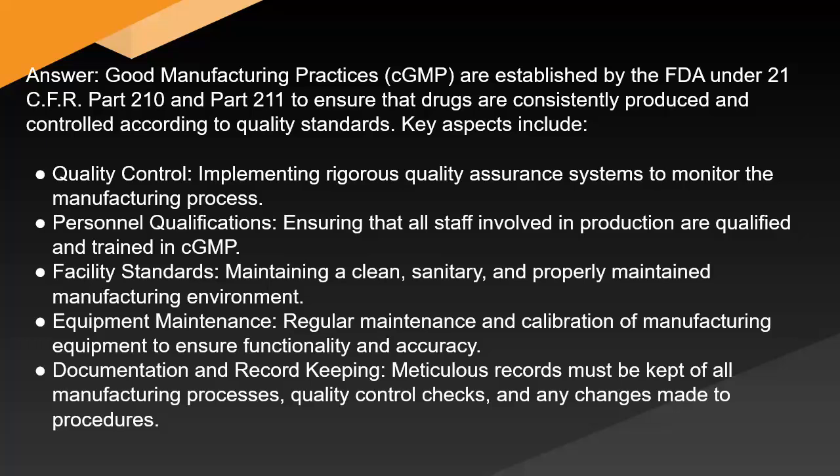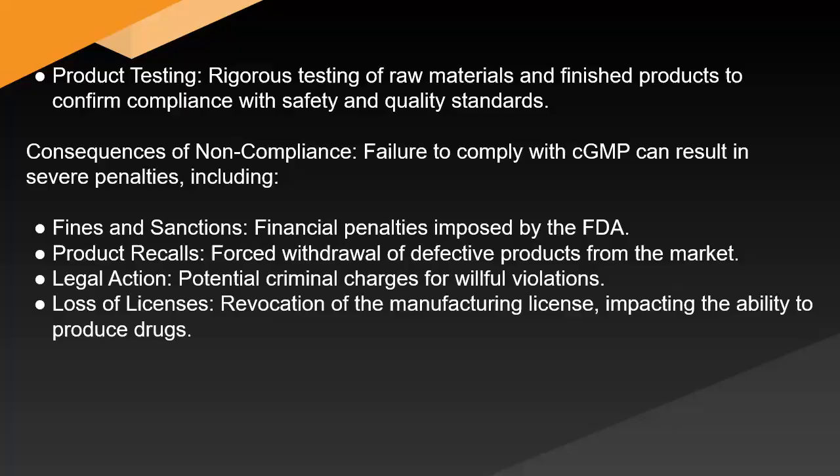Key aspects include quality control, implementing rigorous quality assurance systems to monitor the manufacturing process; personnel qualifications, ensuring that all staff involved in production are qualified and trained in CGMP; facility standards, maintaining a clean, sanitary, and properly maintained manufacturing environment; equipment maintenance, regular maintenance and calibration of manufacturing equipment to ensure functionality and accuracy; documentation and record keeping, meticulous records must be kept of all manufacturing processes, quality control checks, and any changes made to procedures; product testing, rigorous testing of raw materials and finished products to confirm compliance with safety and quality standards.